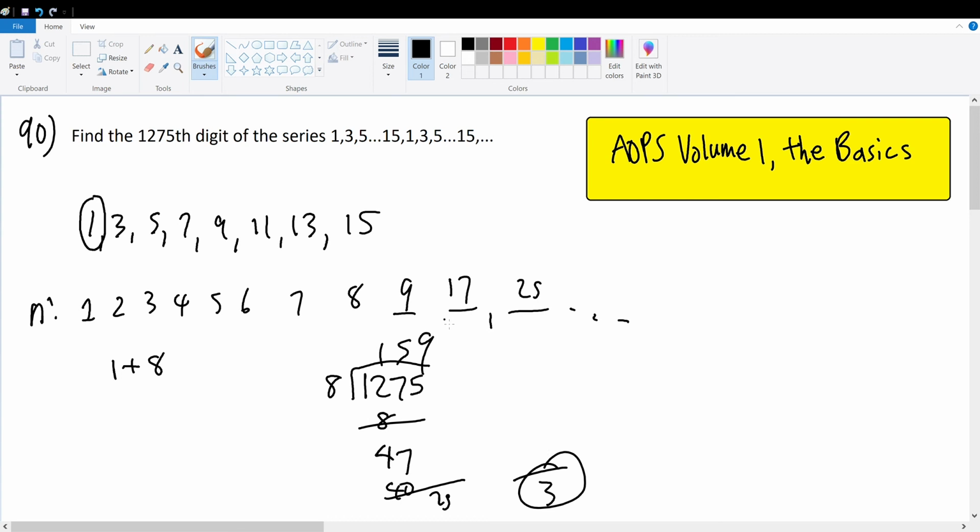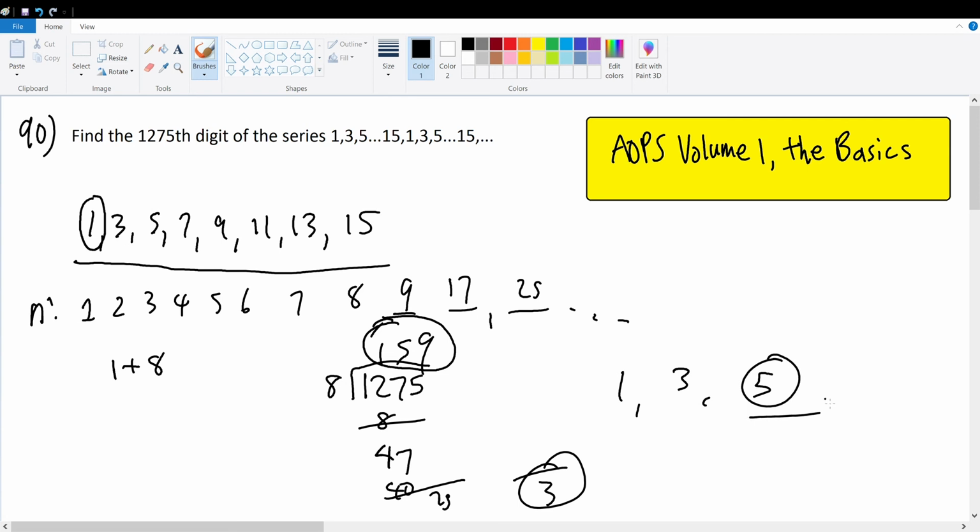So what does 159 mean, and why did I divide it by 8? Because I know there are 8 digits in each series. So the number that I get, which is the result by dividing 1275 by 8, will be how many of these 8-digit series will have passed in 1275 numbers. So 159 series passed, and we are left with 3. So that means you had to go 1, 3, then 5, meaning our solution to this question will be 5.